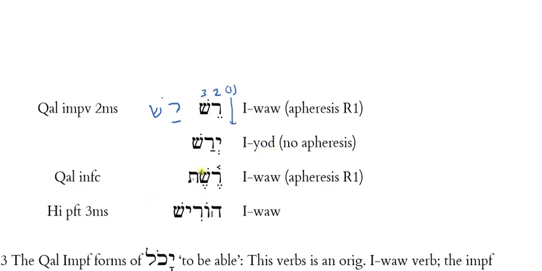The infinitive construct in the Qal of Yarash is reshet. Here, the root 2 and 3 letters are visible. Root 1 is in Sheol, and the bonus tav comes. So this is following the one-vav pattern.